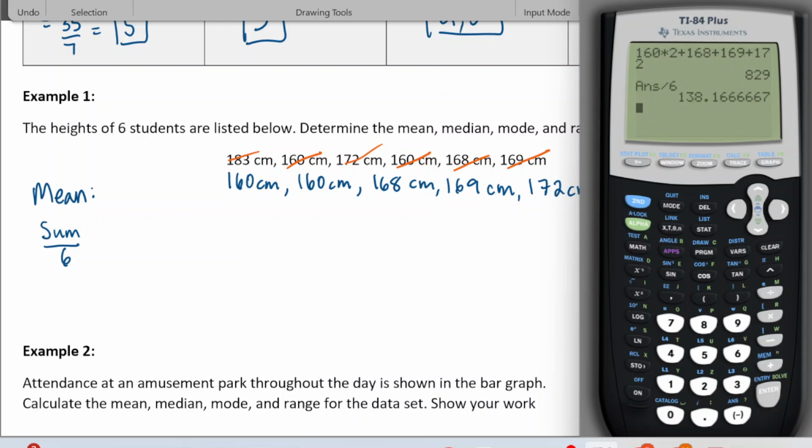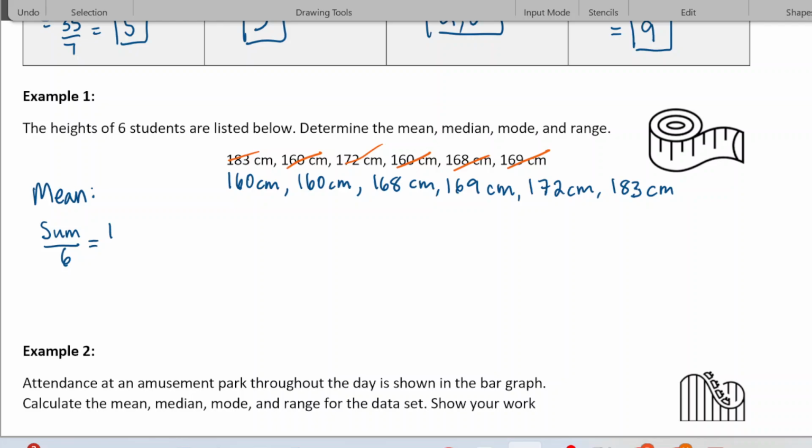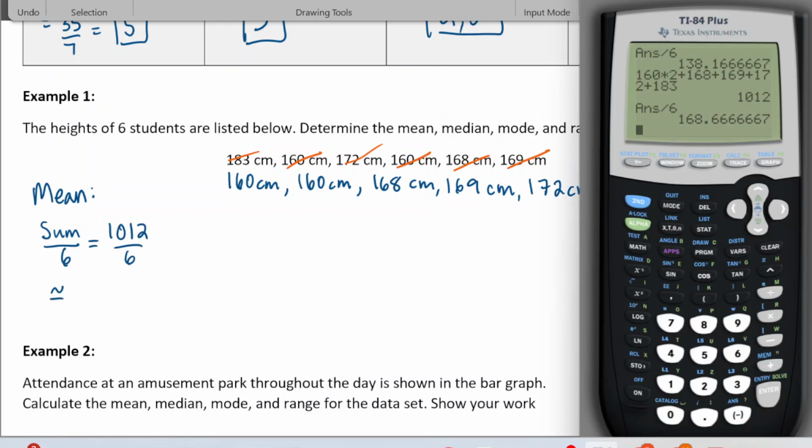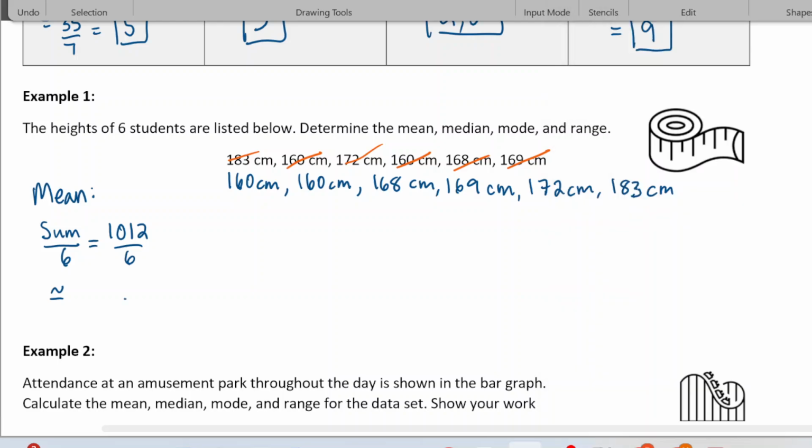Well, that doesn't seem right. Did I miss one? Oh, I did miss one. Plus 183. I forgot the 183. 1012, and when I divide that by 6, I get 168.7. Let's just double check I've typed everything in right. 169, 172, and 183. Yes. So it's 1012, which I'm going to round this off to 168.7.